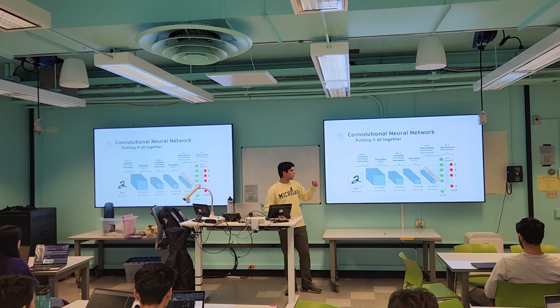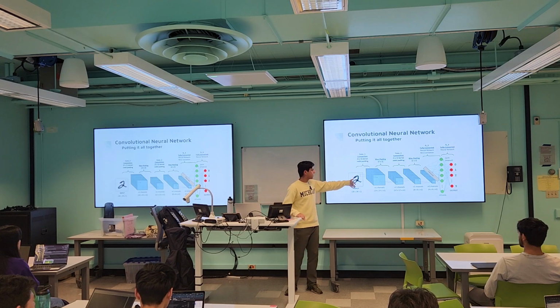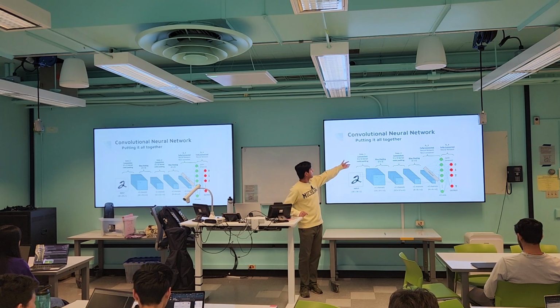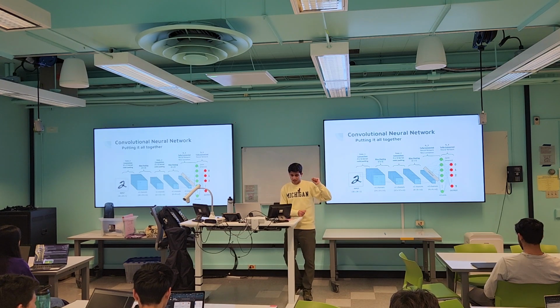But the more you do, the more activation functions you add in between each one, there's more weights to train, right? It's kind of similar to the deep neural network. So in this case, a 5x5 kernel does a convolution.